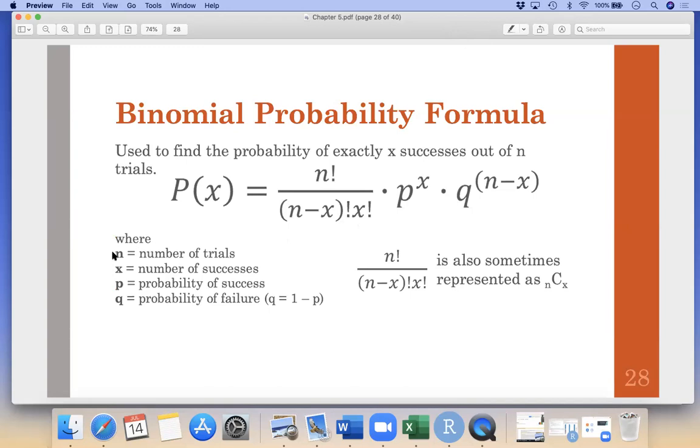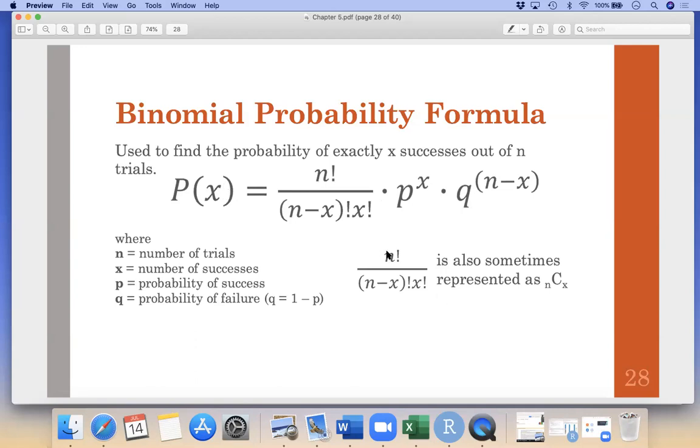Here, what is n? It is the number of trials. Okay, total number of trials. Then x is what? The number of successes. Then p is the probability of success in each trial. q is the probability of failure in each trial. Okay, now you know what is n, x, p, q. Here it's again x, number of successes. So if you know everything, then you can find this part, the probability of getting exactly x number of successes.